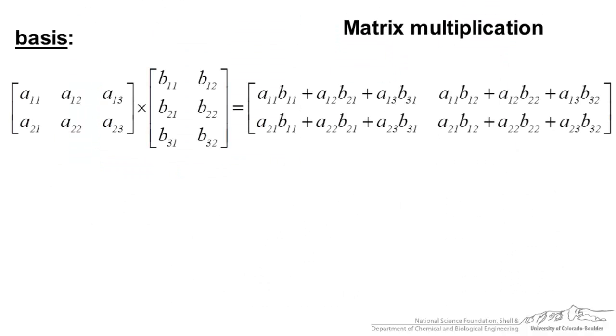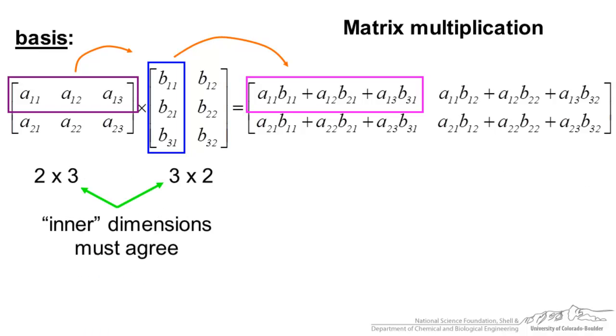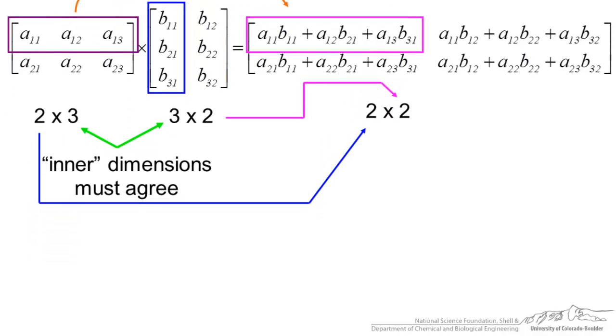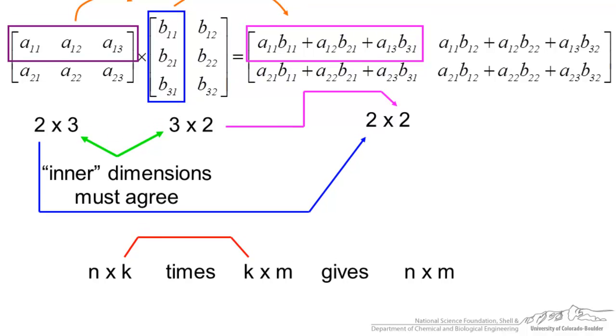So just as an example, if we have these two matrices that are multiplied together, you're multiplying the first component of a row by the first component of a column. Okay, so for example, that first element is going to be A11 B11 plus A12 B21 plus A13 B31. Whenever you multiply two arrays like this, the inner dimensions must agree. So we can multiply 2 by 3 by 3 by 2, and you end up with the outer dimensions. In general, an n by k times a k by m gives an n by m.